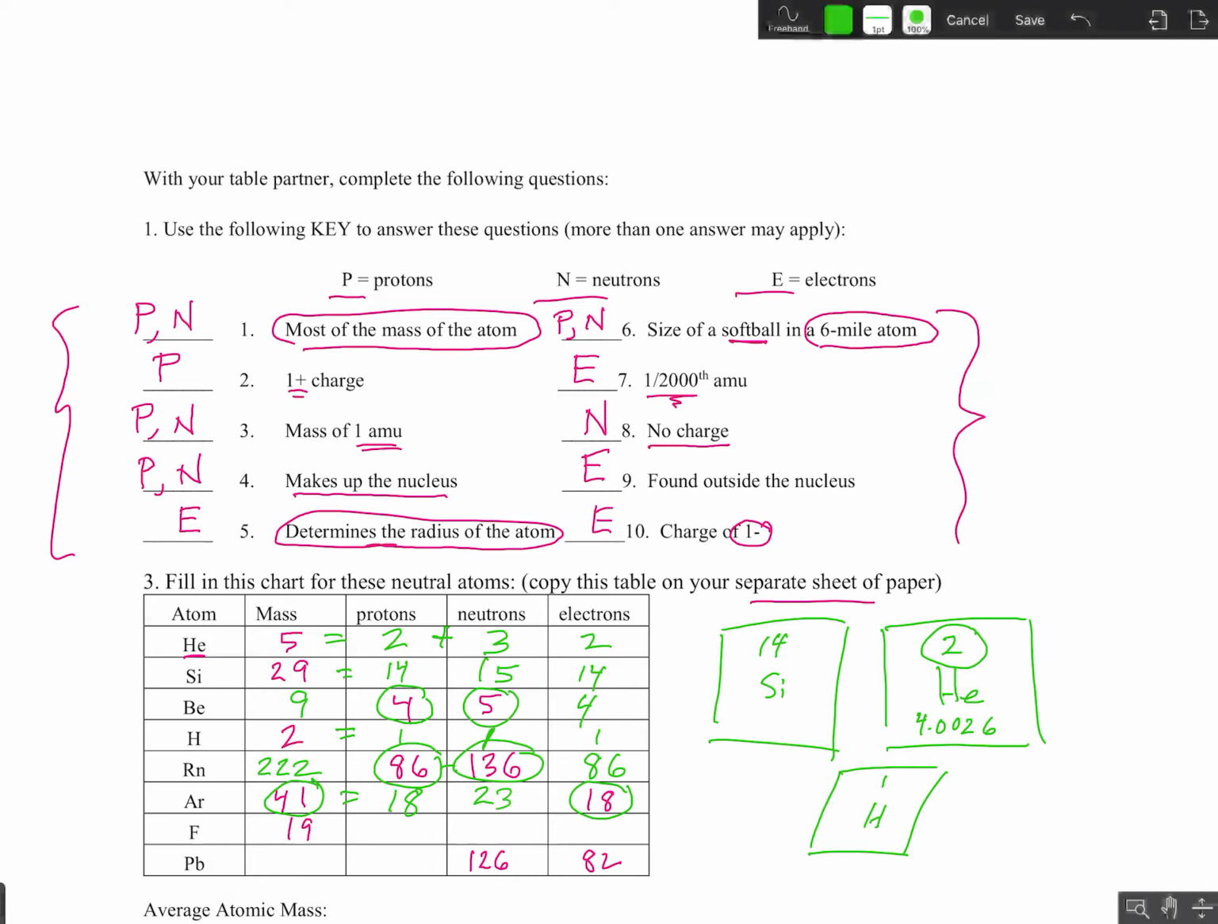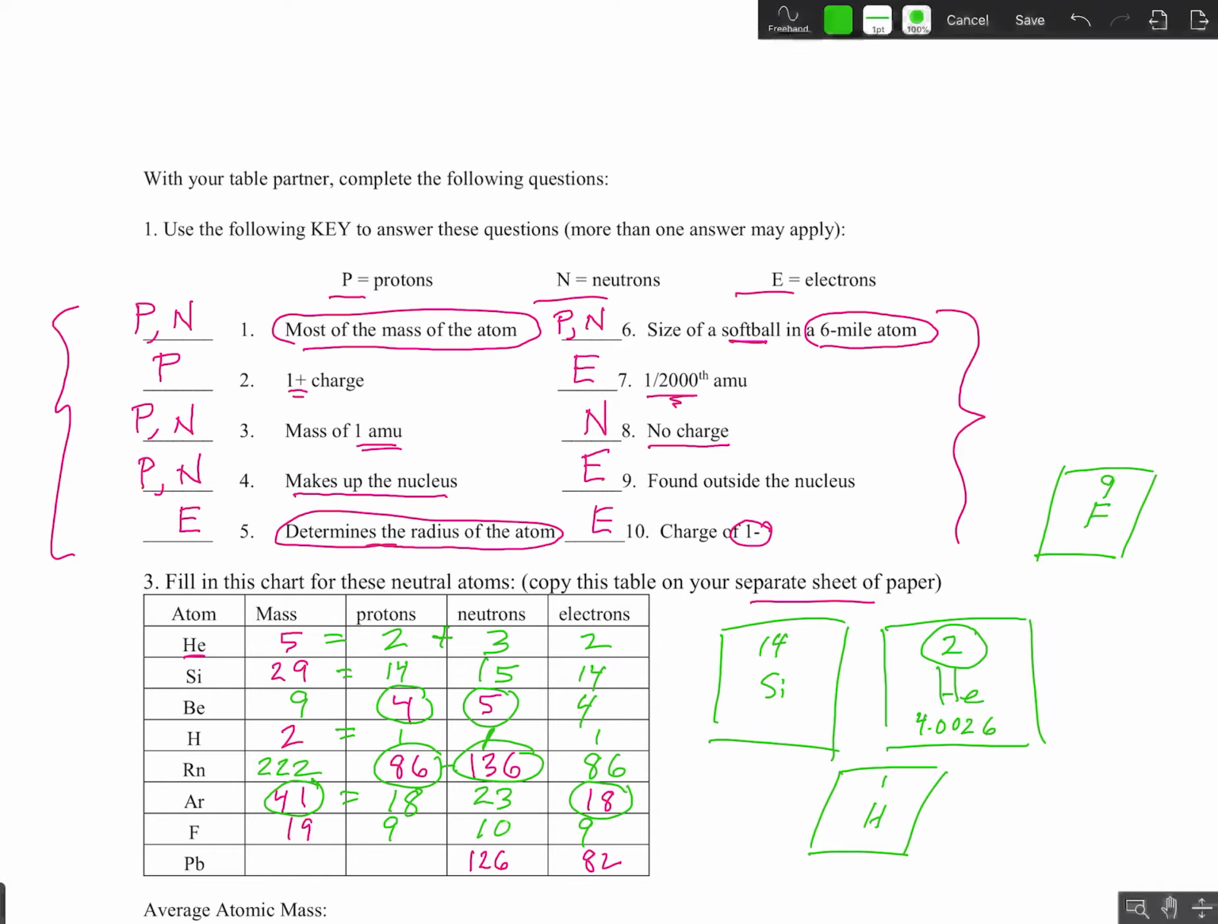Fluorine, I gave you its mass number of 19. But if you looked up fluorine on your periodic table, which I hope you did, its atomic number is 9. So it has 9 protons and electrons. And it looks like the number of neutrons would be 10.